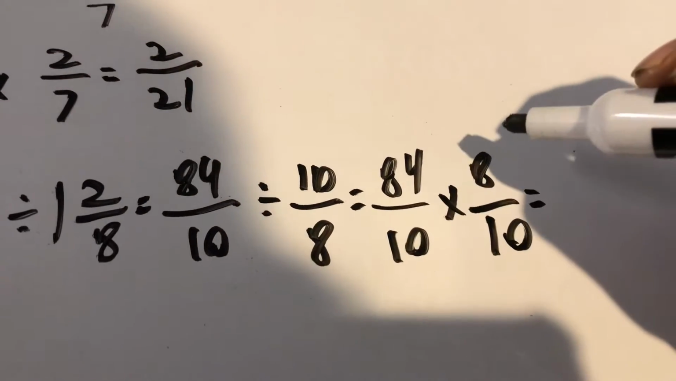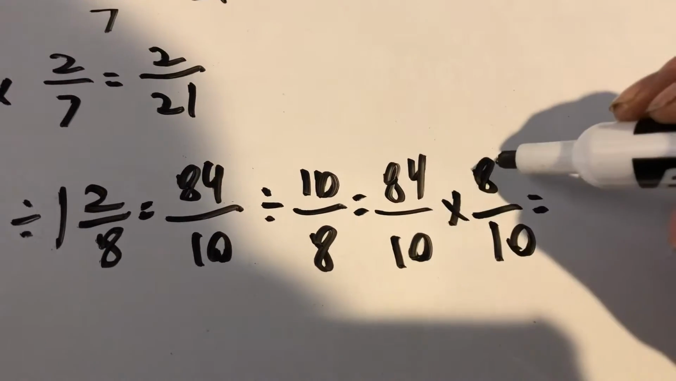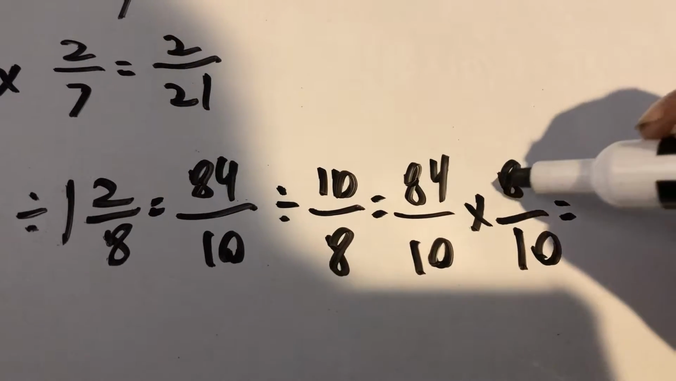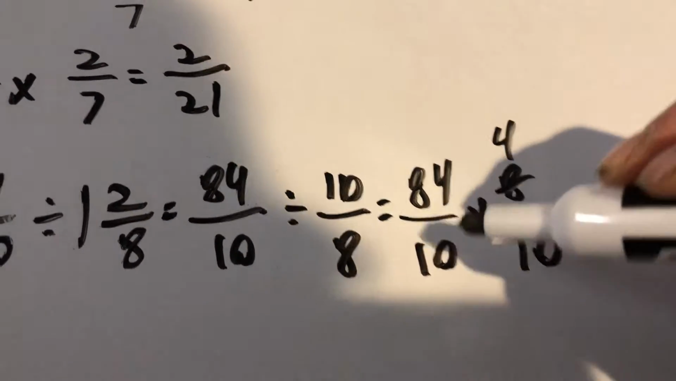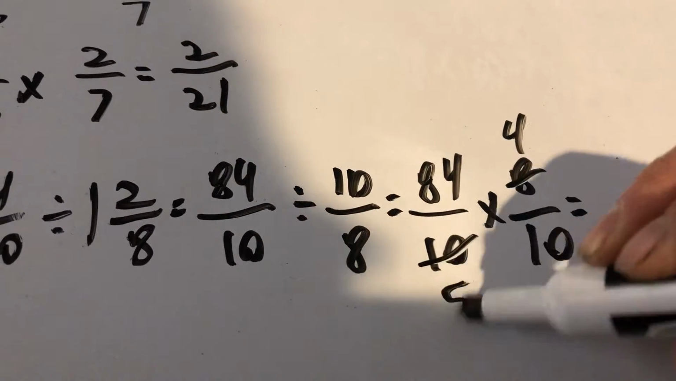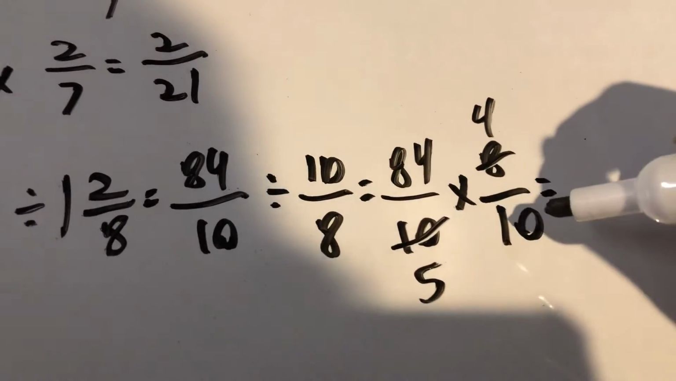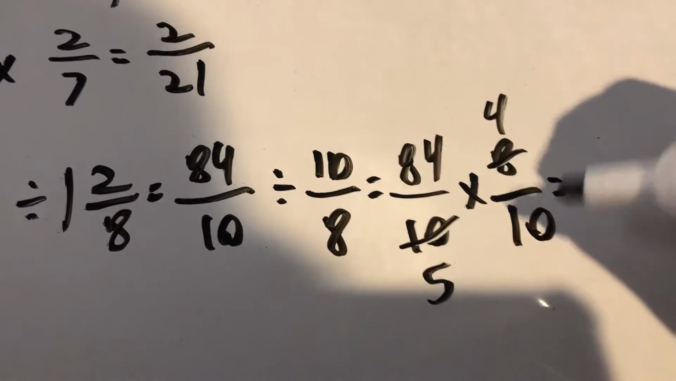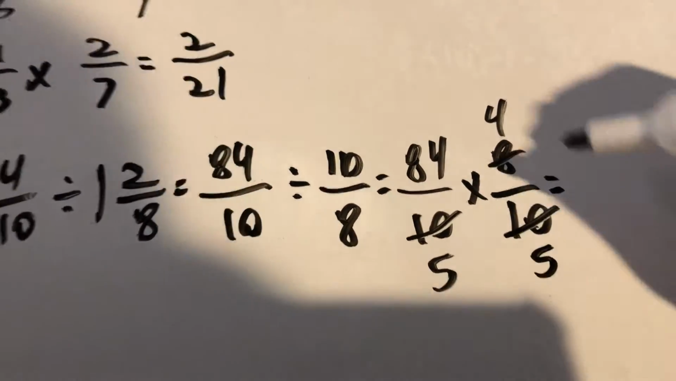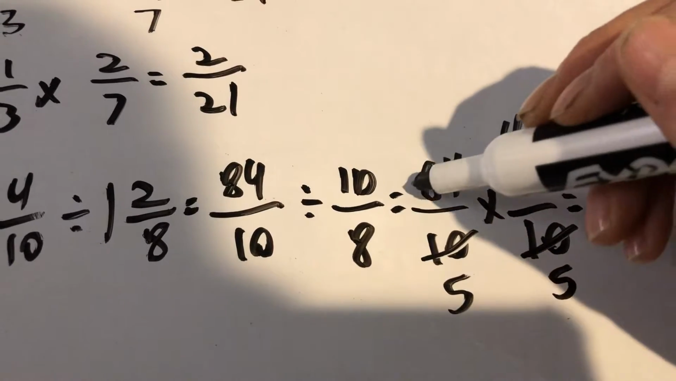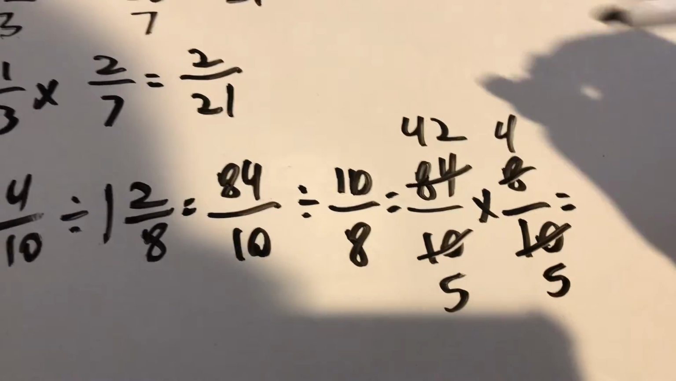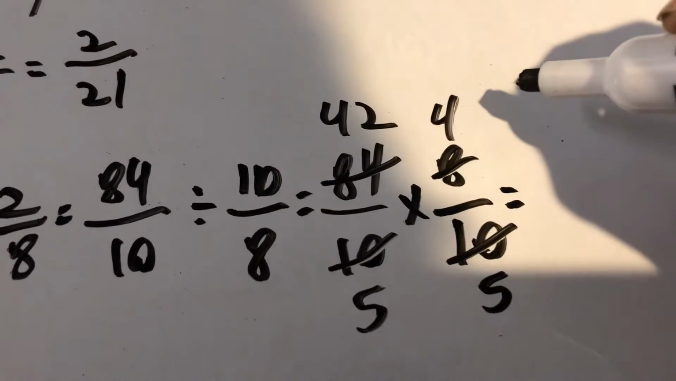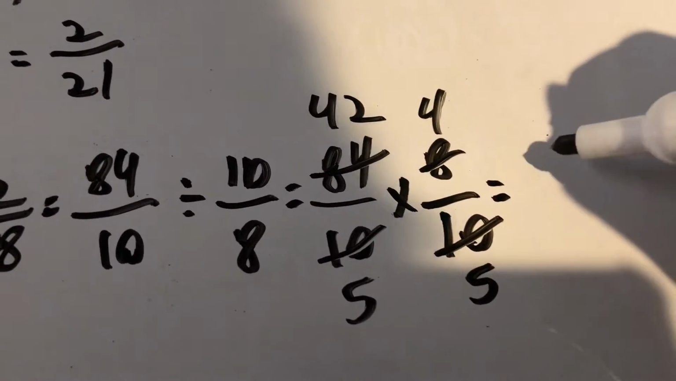Now we can do some cancellations here. 10 and 8 can both be canceled, dividing both sides by 2. So 8 divided by 2 equals 4. 10 divided by 2 equals 5. Now as for 10, I think the highest we can divide both sides is 2. So 10 divided by 2 equals 5. 84 divided by 2 equals 42. Now we can multiply 42 times 4, which equals 168.